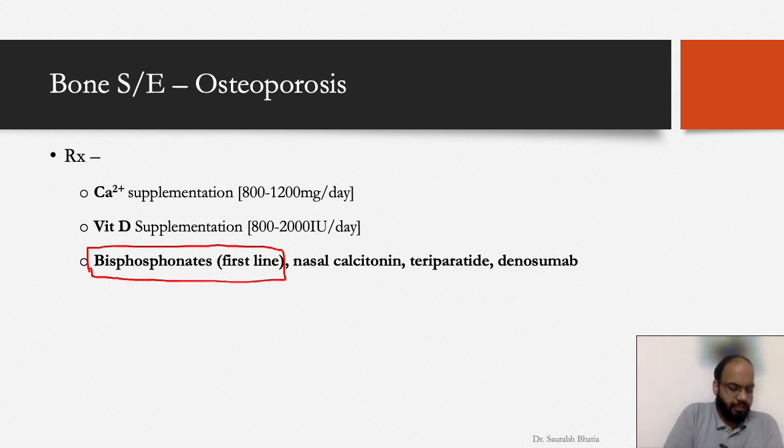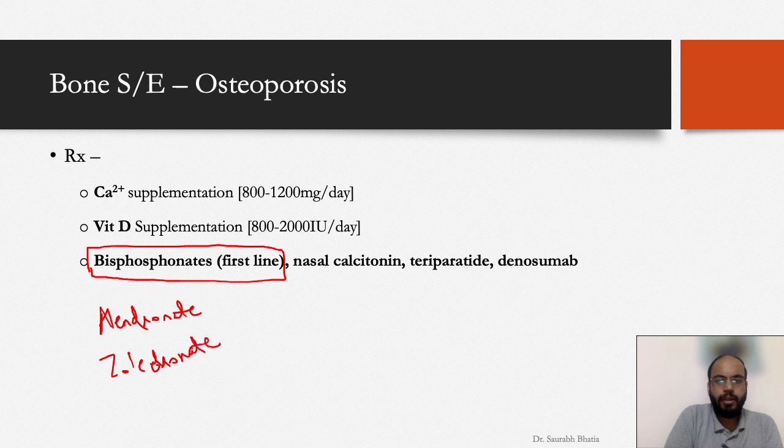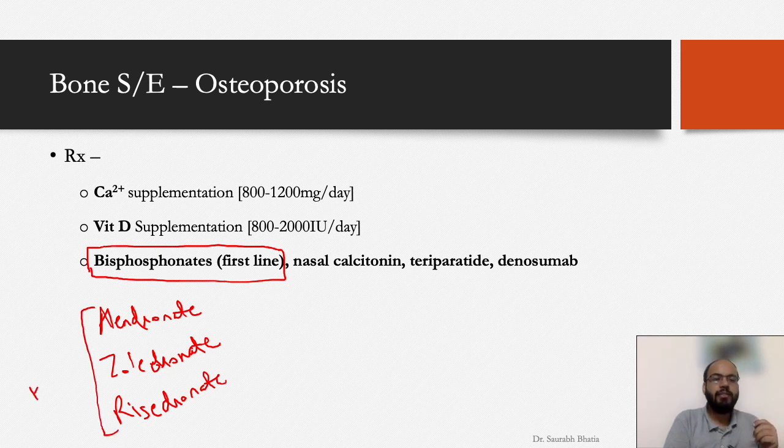Now, majorly, there are three bisphosphonates. You have alendronate, you have zoledronate, and then you have risedronate. Okay. Now all of these bisphosphonates have been approved by the FDA for treatment of osteoporosis, majorly glucocorticoid induced osteoporosis. So if you read an article, you will find GIOP, glucocorticoid induced osteoporosis. Clear? So these three have been FDA approved.